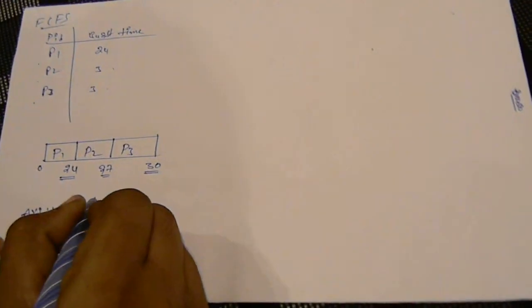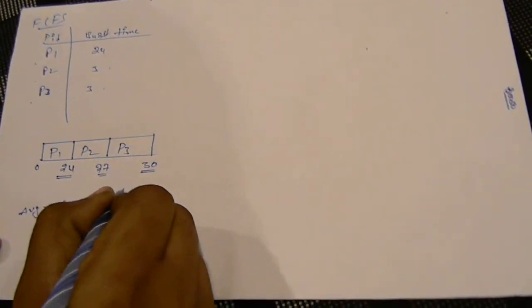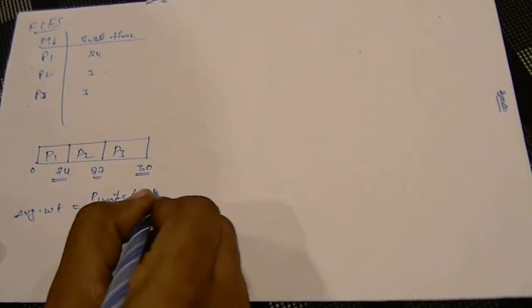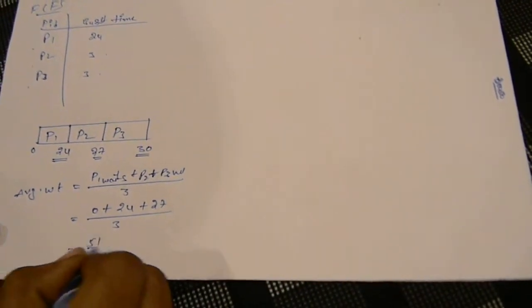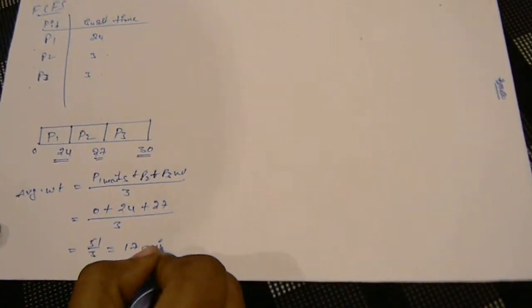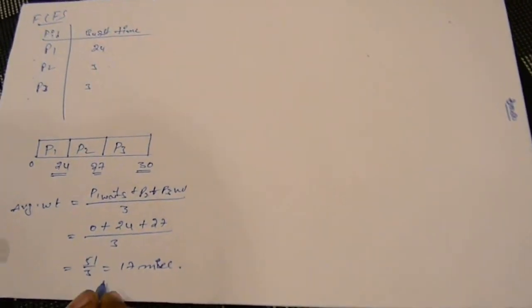For example, if we consider average waiting time, then P1 waits plus P2 waits plus P3 waits divided by the total number of processes. P1 waits for 0 milliseconds and P2 waits for 24 milliseconds and P3 waits for 27 milliseconds. That is 51 by 3, that equals 17 milliseconds, which is the average waiting time.